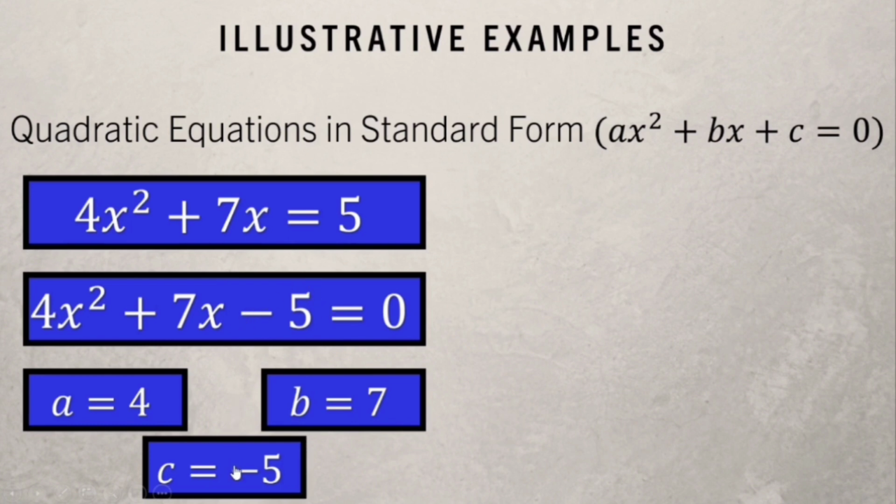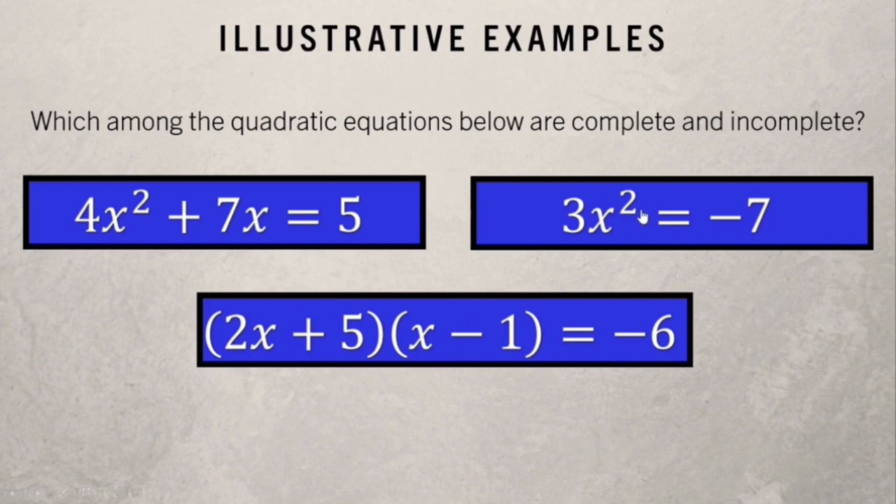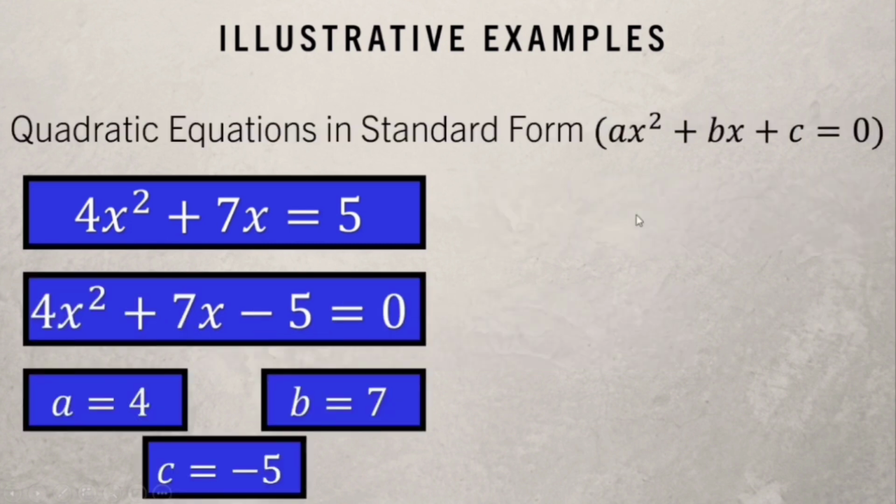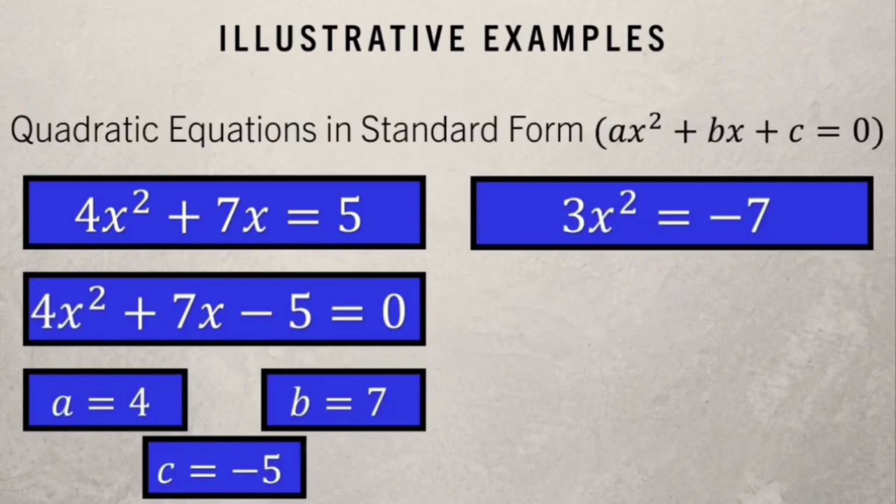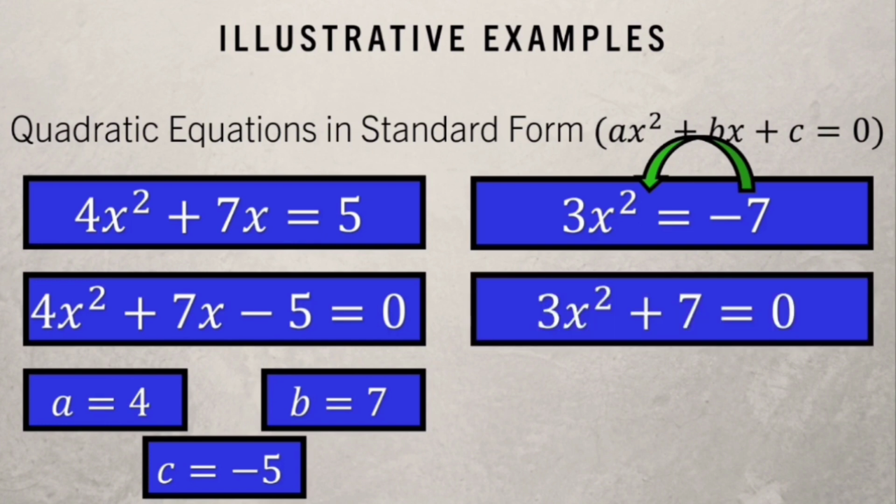So let's have another example. We have 3x squared is equal to negative 7. Is that a complete quadratic equation or not? What we're going to do is to transform that into the standard form. We're going to transpose negative 7 to the left side of the equation, which will give us 3x squared plus 7 is equal to 0. And then after that, we're going to find the value of a, b, and c.